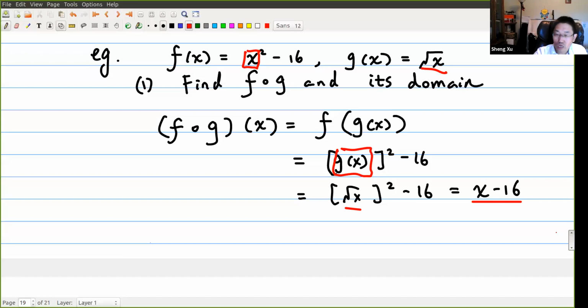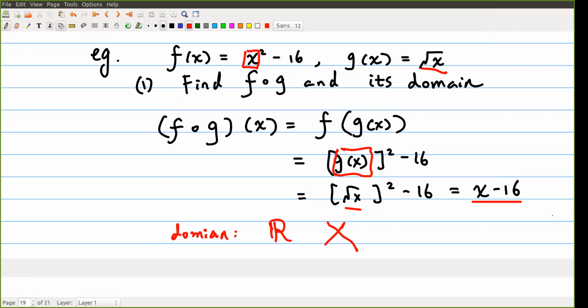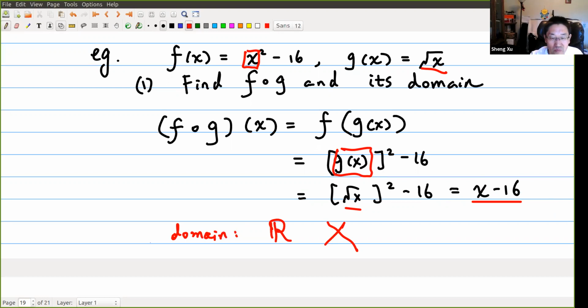So what's the domain? You might say, oh, x minus 16, you can take any x value, any real number. You can put any x value in here, right? But the answer is wrong. Why? It's not this.